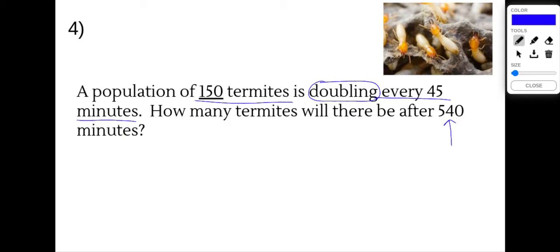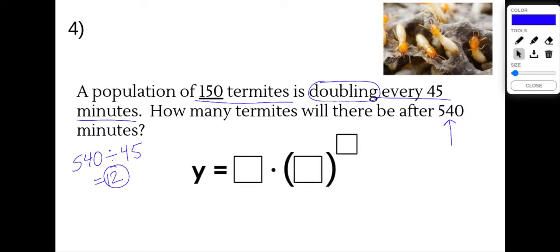Well, how many times are we doubling this? It doubles every 45 minutes. So how many 45-minute time periods are there in 540 minutes? Division problem again. Let's take 540 minutes, divide it by 45-minute time periods, and when you do that, you're going to get 12. So there's 12 45-minute time periods in that 540 minutes. We need to double this 12 times.